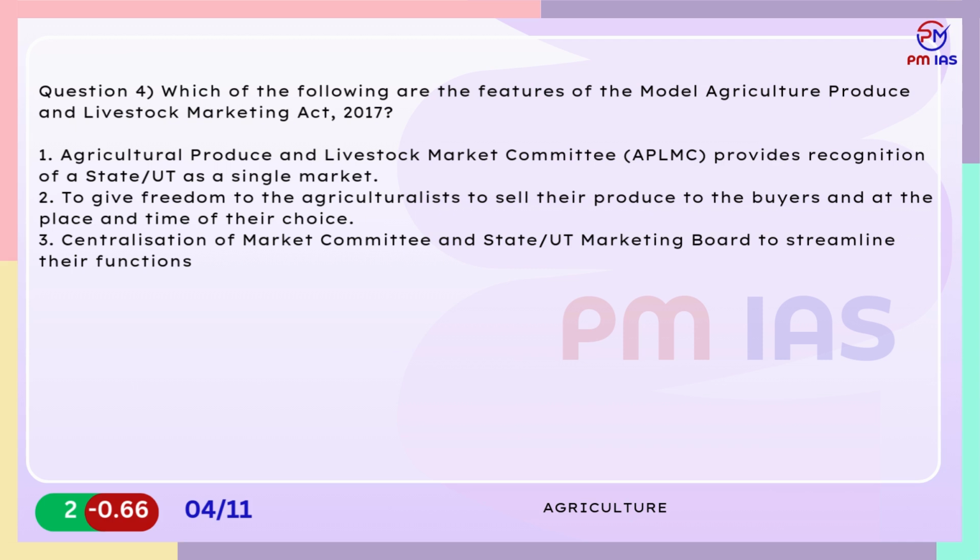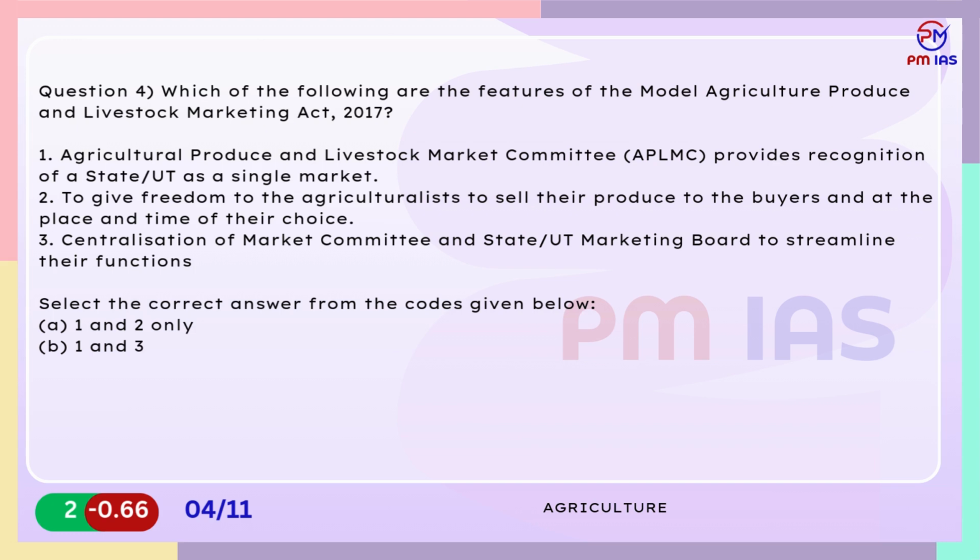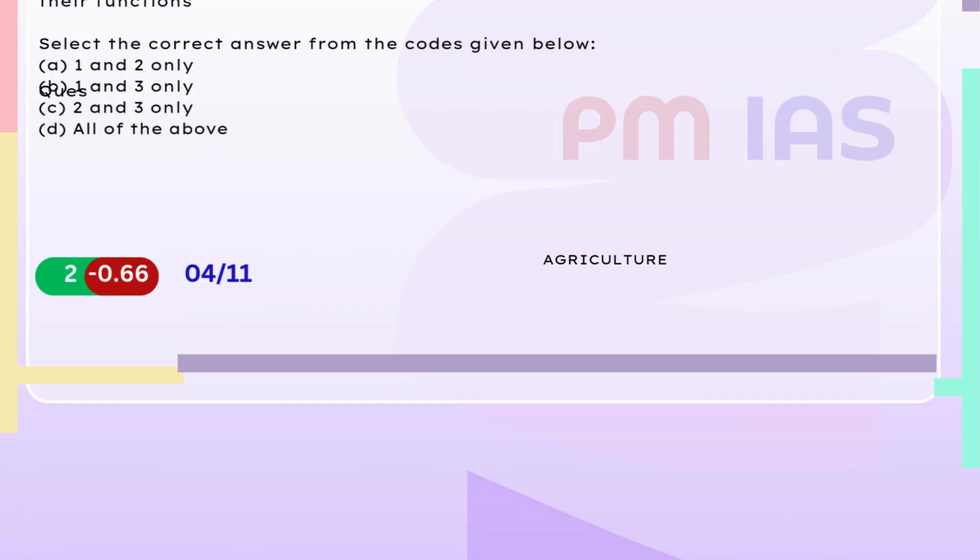Select the correct answer from the codes given below. A. 1 and 2 only. B. 1 and 3 only. C. 2 and 3 only. D. All of the above.